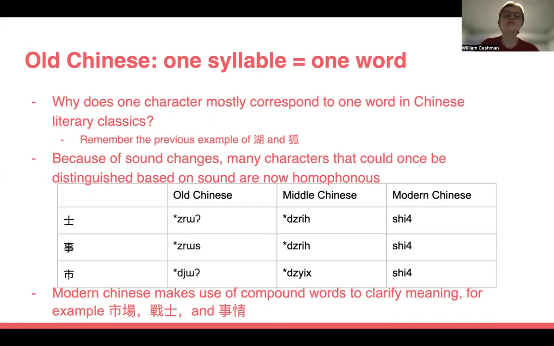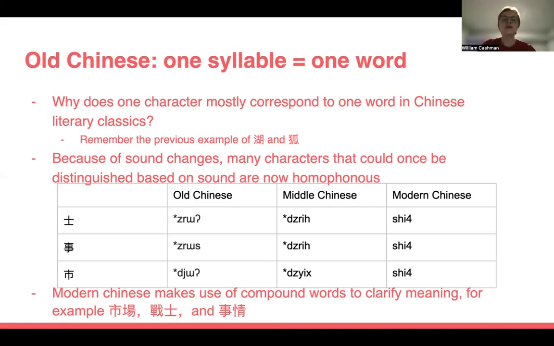So as I talked about, Old Chinese is usually one syllable, and one syllable usually corresponds to one word. So why is it this way that a word corresponds to a character in the Chinese literary classics? Remember the previous examples I gave of hu and hu. Because of sound changes, many characters that could once be distinguished based on sound are now homophonous. For example, we have three characters in the table below: shi, shi, and shi. They all have the same pronunciation in modern Chinese.